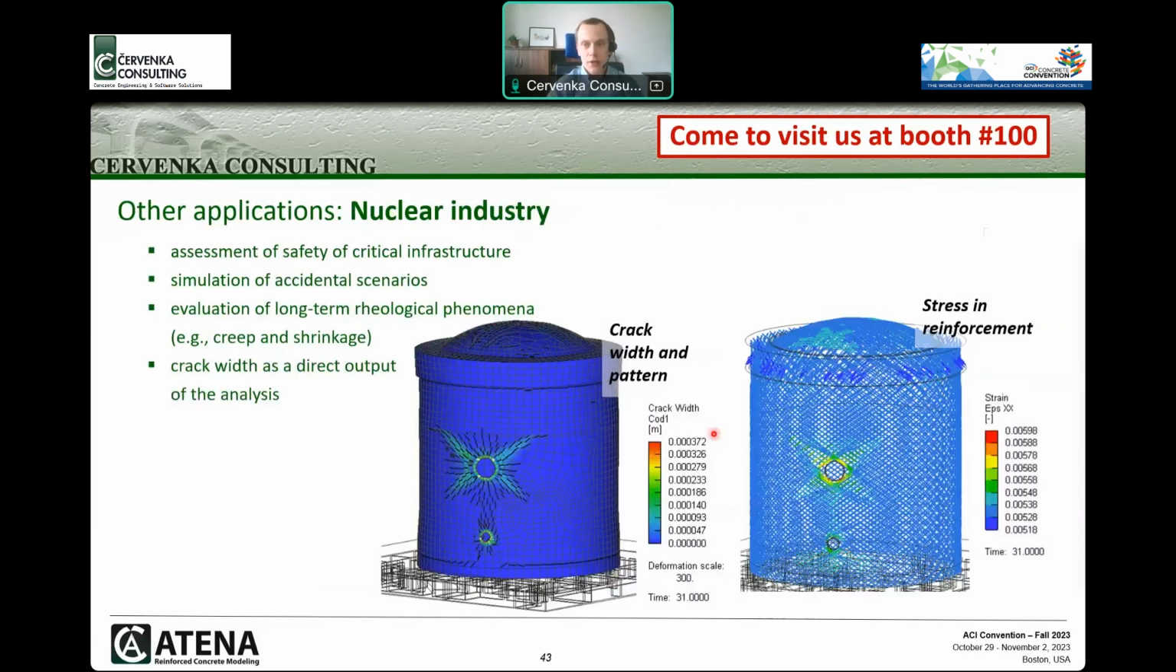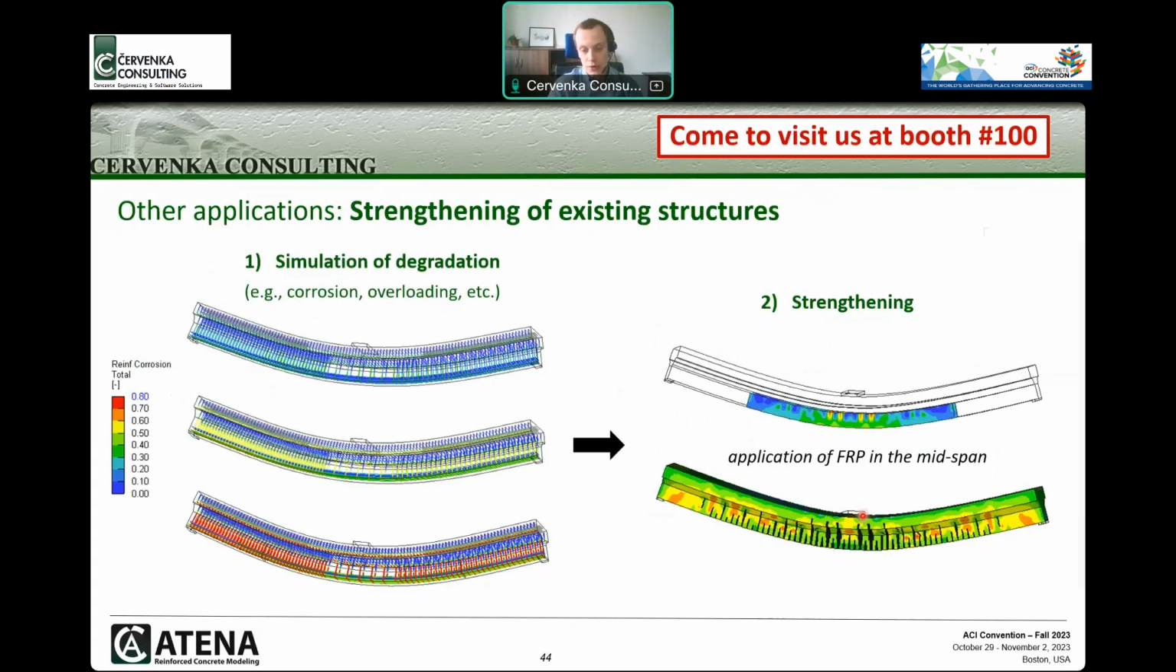Another application of Atena can be in nuclear industry, for example. This shows a containment structure with the opening, and it can predict the cracks around this opening along with the stresses in the reinforcement. It can be used to new types of strengthening. Here it's an example of a beam strengthened by the FRP sheets in the midspan.